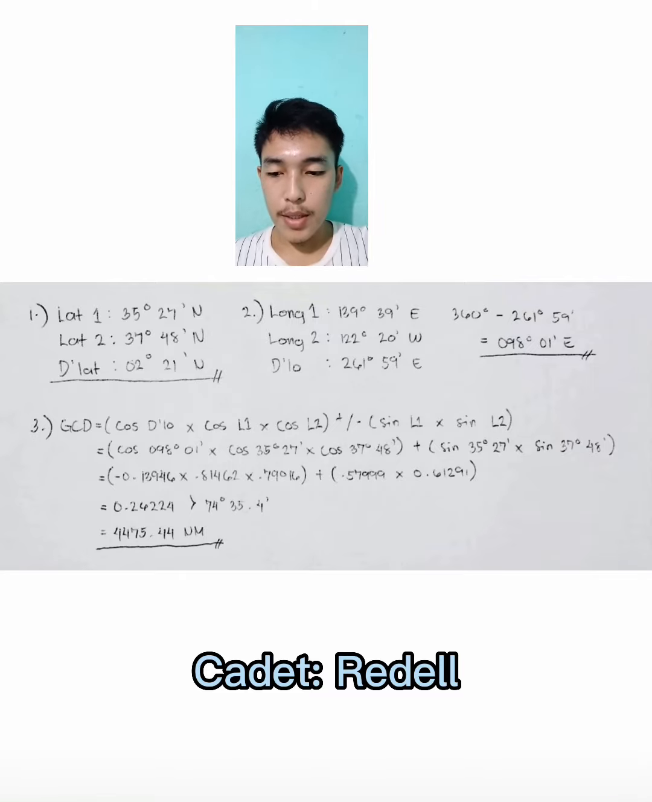So from here, we'll be needing our scientific calculator to do the work. So we'll input all these values until we got the number 0.26224. Since this is decimal, we have to convert this into degrees. So in degree form, we got 74 degrees 35.4 minutes. And from here, we convert this into nautical miles. So we got 4,475.42 nautical miles. So that's our great circle distance.